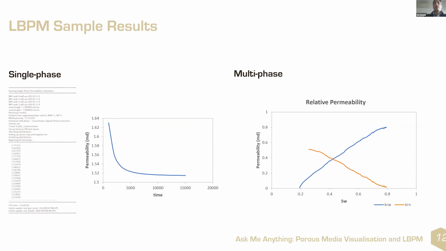Sample results: absolute permeability at the left and relative permeability on the right. When it converged on the left, it shows it stopped the simulation, and that would be the final absolute permeability for single phase, and it gives you the relative permeability as well, which needs no more explanation.